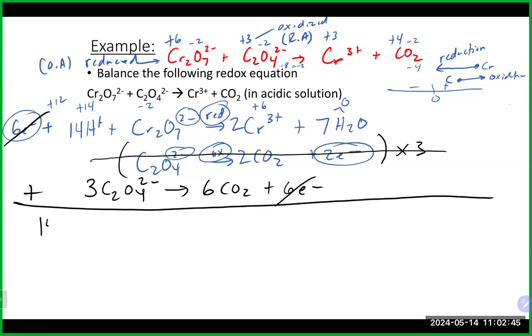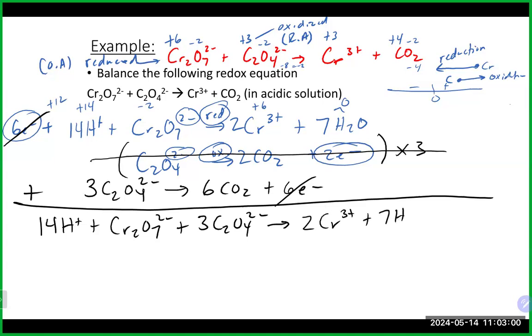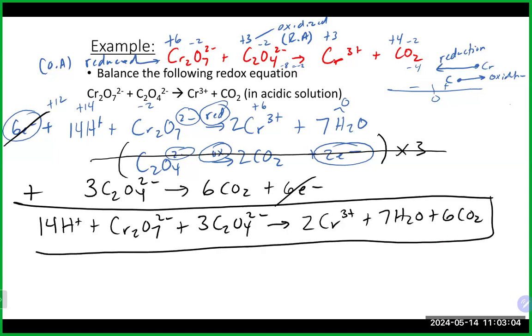Everything on the left stays there. So 14 H pluses plus a Cr2O7 2- and 3 C2O4 2-. Everybody on the right will stay there as well. 2 Cr3+, 7 waters, and 6 CO2. And once again, if we did this correctly, this should be balanced in acidic conditions as we see H plus there.